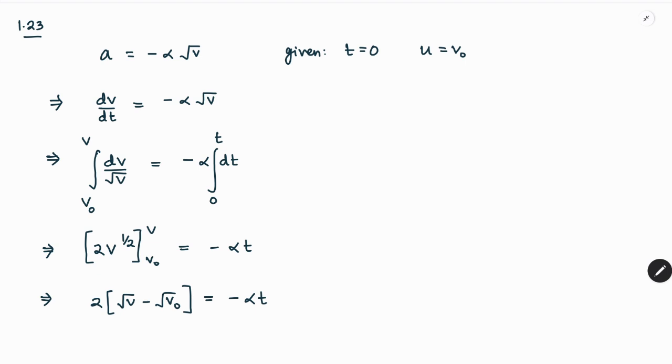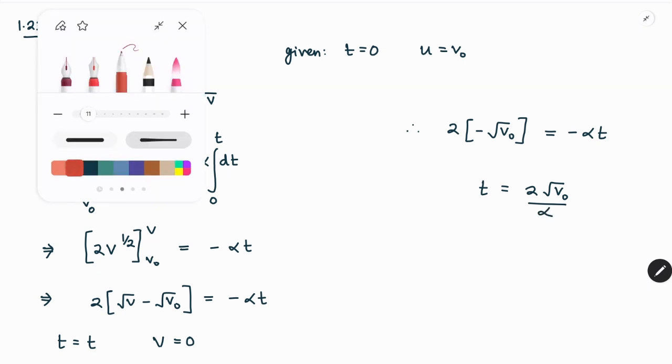And if we calculate the time when it stops, so t equal to t when the particle stops, that is v becomes 0. So therefore from here we get twice of, so root v becomes 0, minus root v naught is equal to minus alpha t. So over here we can chop out the minus sign, and we get the time when it stops. So time when it stops is turning out to be 2 root over v naught by alpha. So this is one part of the problem which we have solved.